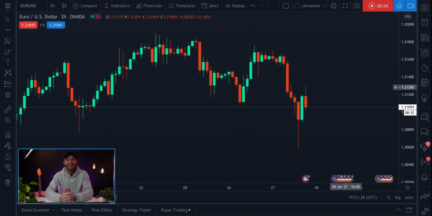This is Trade Confident. I'm going to go over today and show you guys how to trade support and resistances. What do you expect when the price comes to resistance? And what do you expect when the price comes to a support?